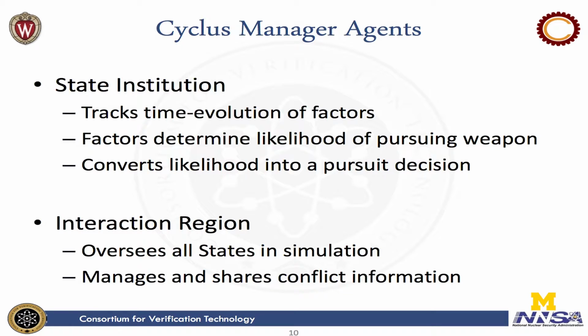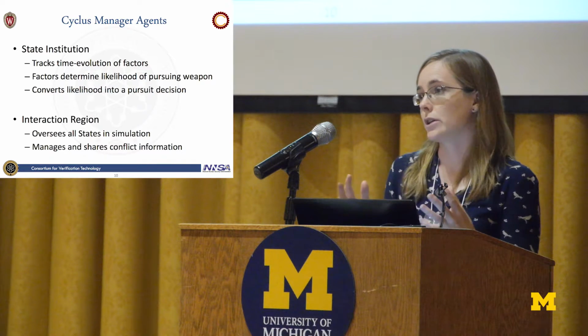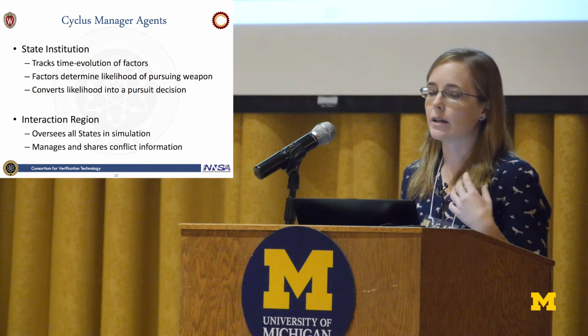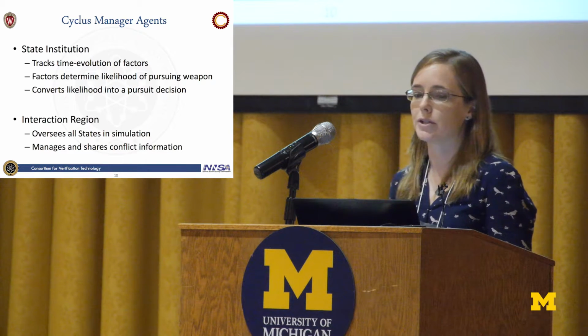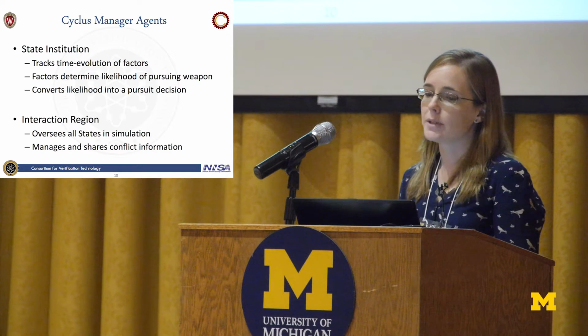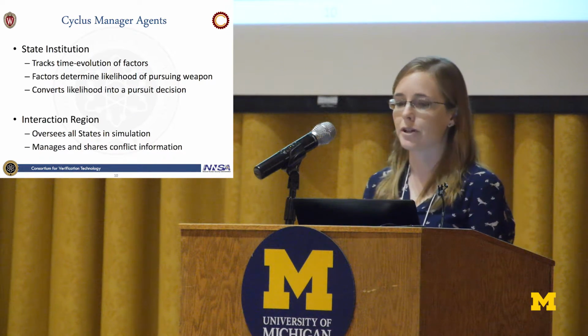Now, how do we do this with our traditional nuclear fuel cycle simulator, which is Cyclus? In order to do this, I have created 2 custom archetypes for our Cyclus fuel cycle simulator, and these are managing agents. And I call them the state institution and the interaction region. So the state institution is a manager that represents the actual country at some level. And its role is to track the time evolution of each one of those factors that go into the pursuit equation and to calculate for a given time step what each factor is and how they go into that equation that determines the likelihood of proliferation.